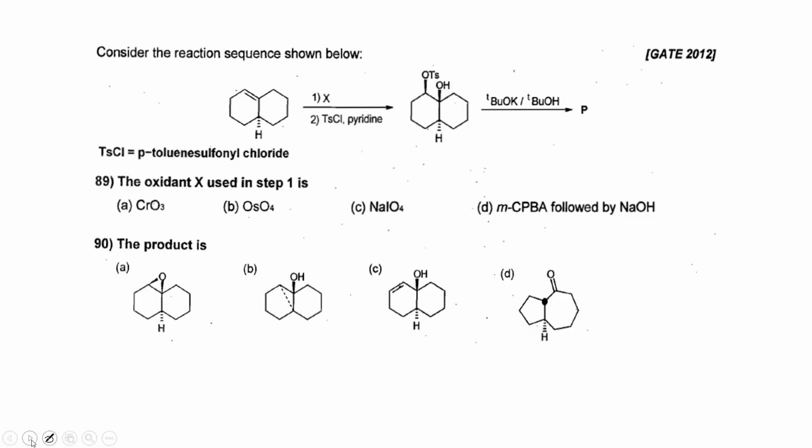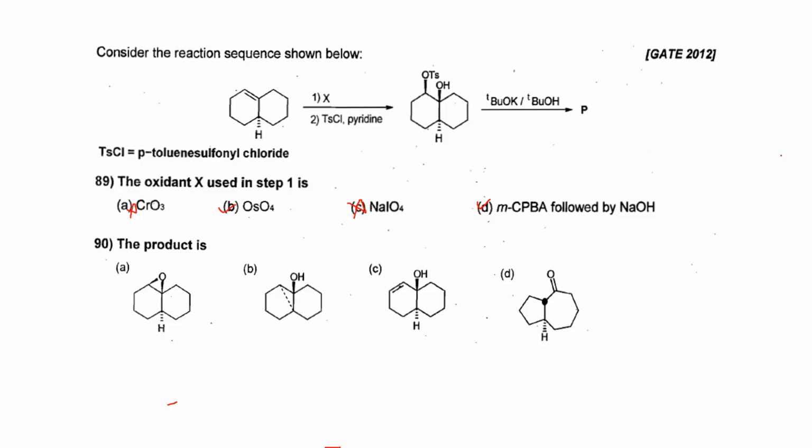So what will be the oxidant X? First we have to perform a dihydroxylation, and that should be a syn dihydroxylation, and one of the OH will be tosylated. The dihydroxylation reagents are osmium tetroxide and mCPBA, but these two are not both dihydroxylation reactions. We have to do syn dihydroxylation because both groups are above the plane.